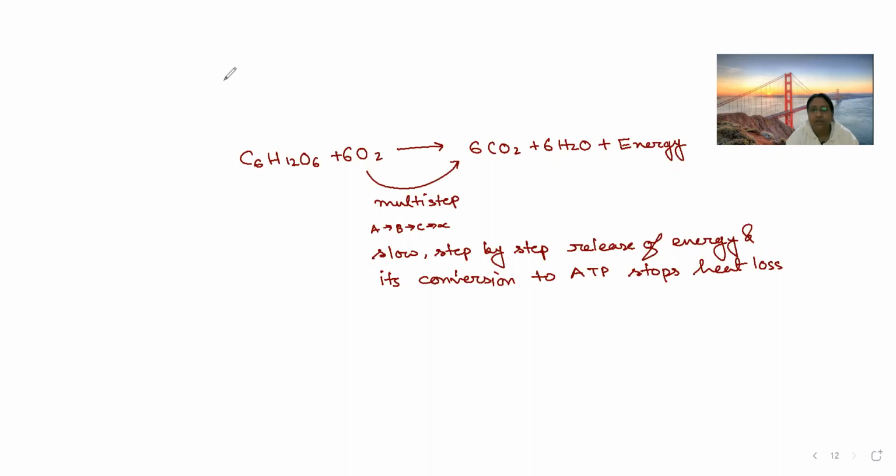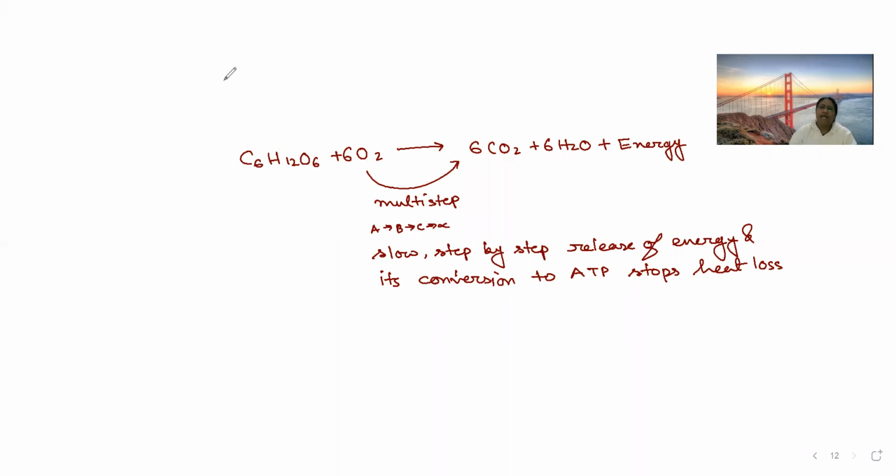So if respiration would have been a single step process, then too much energy will be produced at a time which cannot be 100% converted into ATP. Obviously 100% conversion is not possible in case of a multi-step process also, but to a certain extent the heat loss can be prevented by this. Understood? So that is why it is a very slow and stepwise process.